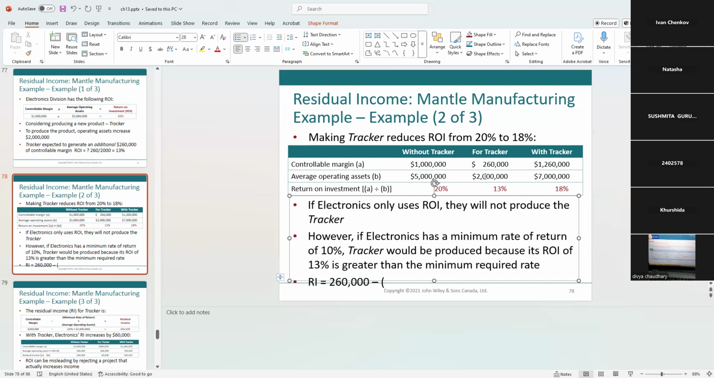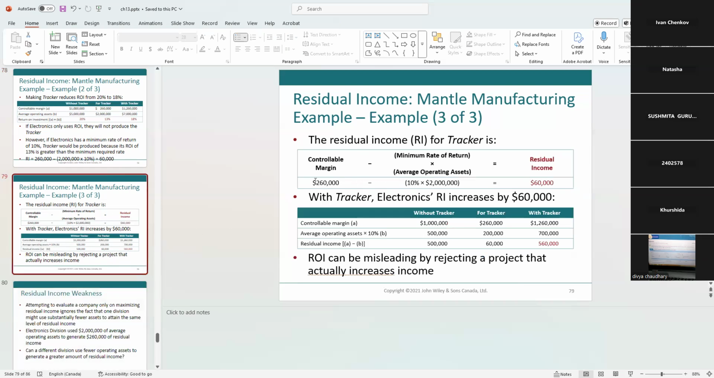In the assets, they're investing $2 million, right? Yes, but they want only 10%. So how much is the residual income? They're making 60,000 more, 60,000 right away. And this is your explanation here. That's the controllable margin that we get, but we want 10% of 2 million. So we want only 200,000. So we're making an additional 60,000. So in total, we're going to make 560,000 if we add this line. If we don't, we don't.